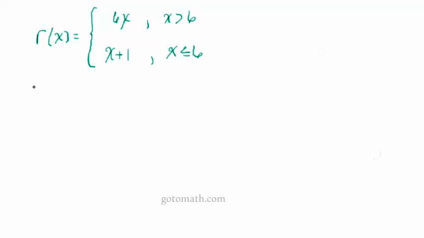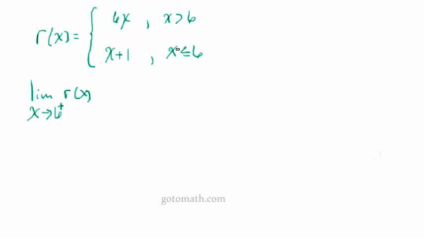Anyway, we got this piecewise function, and of course this is the more traditional way of writing that. We have 6x, and that domain is x is greater than 6. Then down here we have x plus 1, and that domain is x is less than or equal to 6. We want to find the limit as x approaches 6 from the right hand side, coming in from the right, of r of x.